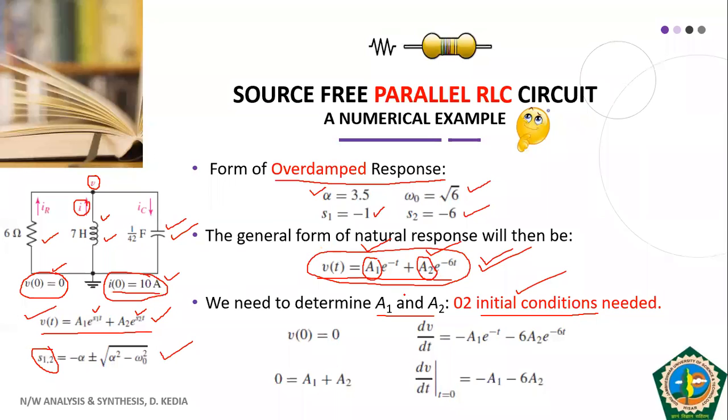First, we apply one initial condition to this equation. So we put t equal to 0, we get V0. This is V0. Okay. Then this V0 is equal to 0. So if you put 0 here, then you get what? At time t equal to 0, e raised to power minus t will become 1, e raised to power minus 6t will become 1, and we get a1 plus a2 equal to 0. Now we have two variables and only one equation. So we need one more equation to find out the value of a1 and a2.